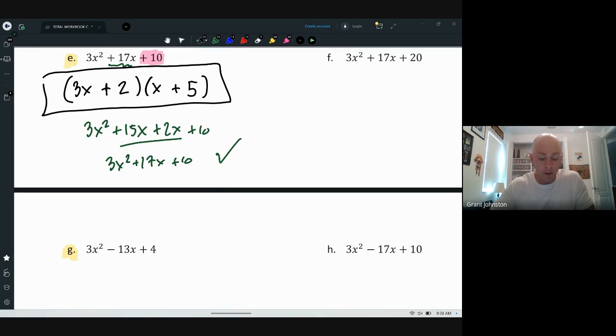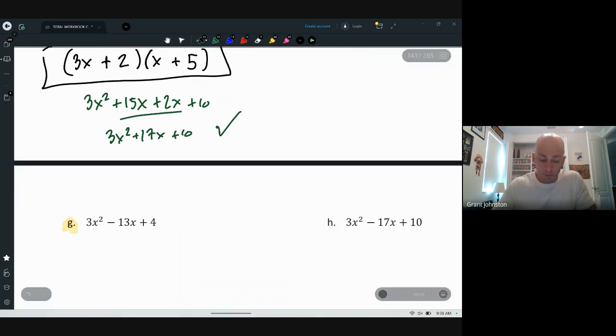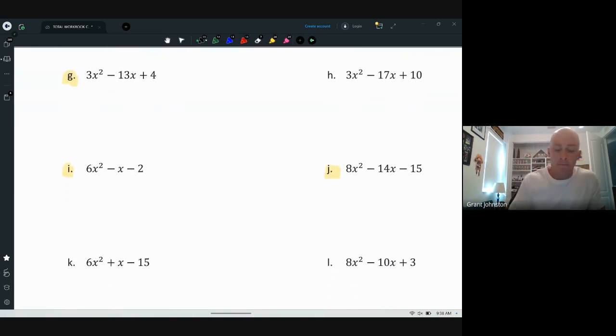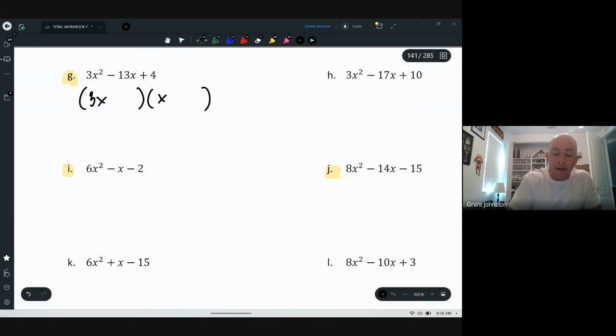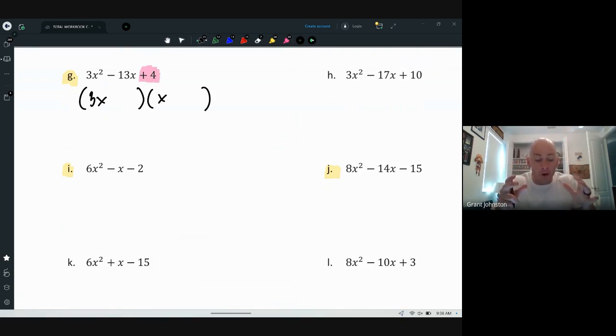All right, let me do some more. I'm going to do g, 3x, x, because I need that 3x to the second. Now it's got to multiply to a positive 4. Whoops. It's got to multiply to a positive 4, yet the numbers when you distribute are going to combine to a negative 13. So what that's going to tell me is that both of these need to be negative. I'm just going to put that there right now.